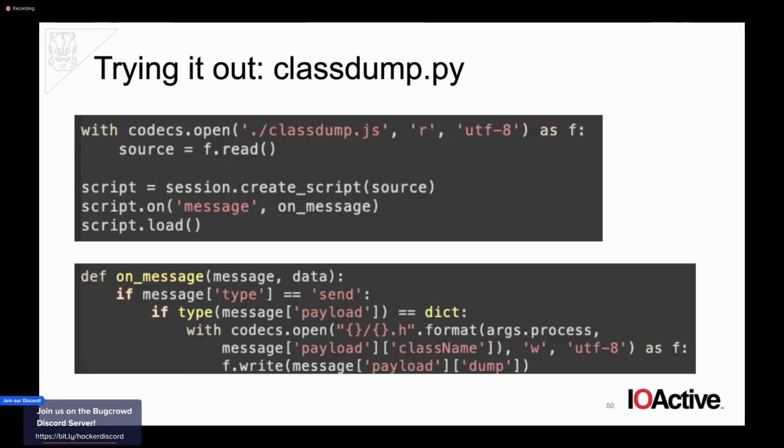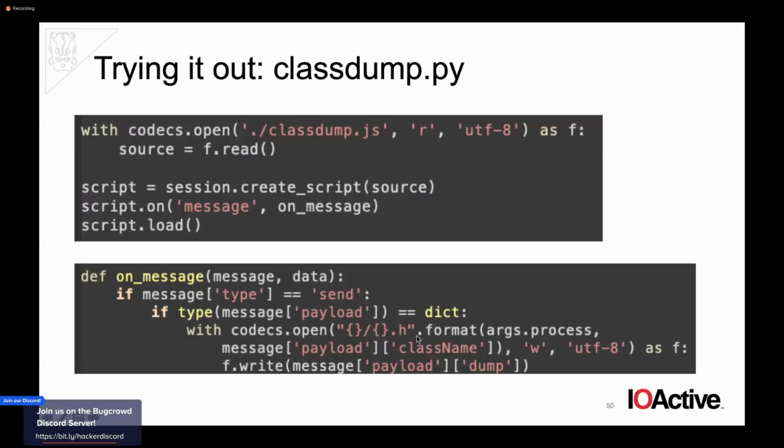Within the script, I have just a classdump.js that does a lot of the on-device functionality. I just read that script in, create my script, and then I have a message handler that I wanted to show you so you can see what a message handler can look like. My message handler is just a function that looks at, first of all, what type of message I'm receiving from my embedded JavaScript. If it's a type of send, I know I want to look at it. Then I check the payload. If the payload is a dictionary, then I can be pretty certain that it's something my script created that I need to further process.